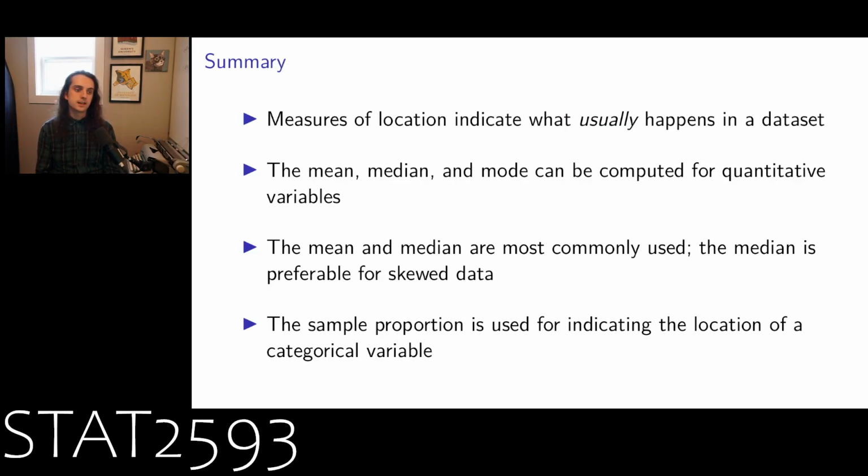So generally speaking, measures of location are about what usually happens in a data set. We can think about doing the mean, the median, or the mode for quantitative variables. The mean and the median are the most commonly used. We prefer the median if the data happen to be skewed. And if we're dealing with categorical variables, we can summarize the location using the sample proportion for each of the different categories. So that demonstrates one way of summarizing the data quantitatively.